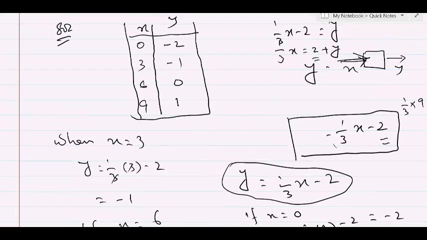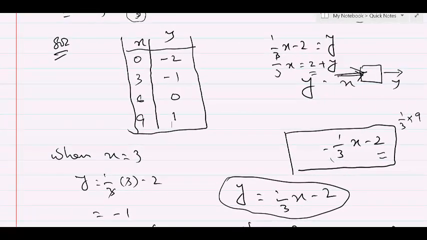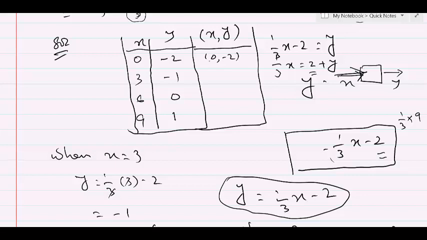Therefore, we have this table of values, and from this table of values, if we want to make pairs which we need to graph, then we certainly can make those pairs as (0, -2), (3, -1), (6, 0), and (9, 1). And these pairs are easy to plot on the graph paper and then draw the line to sketch the graph of this.